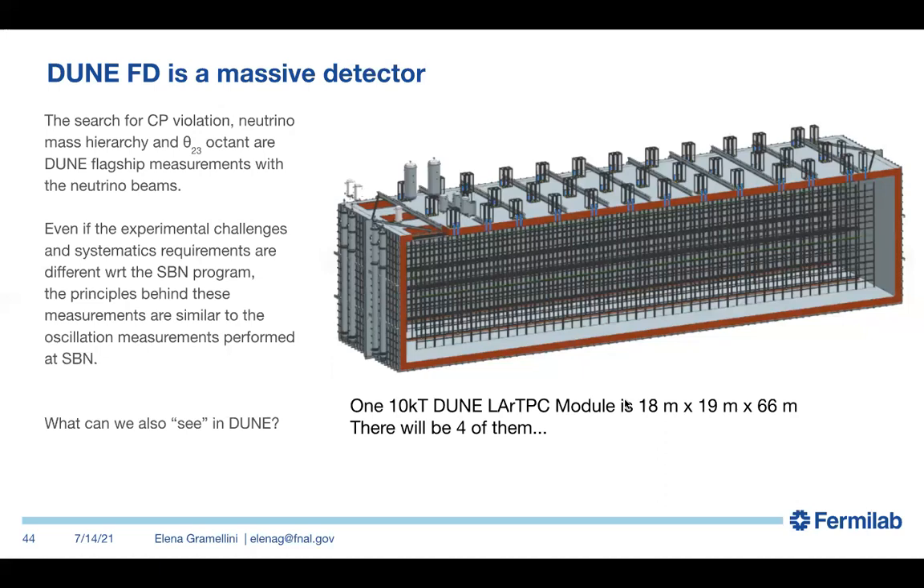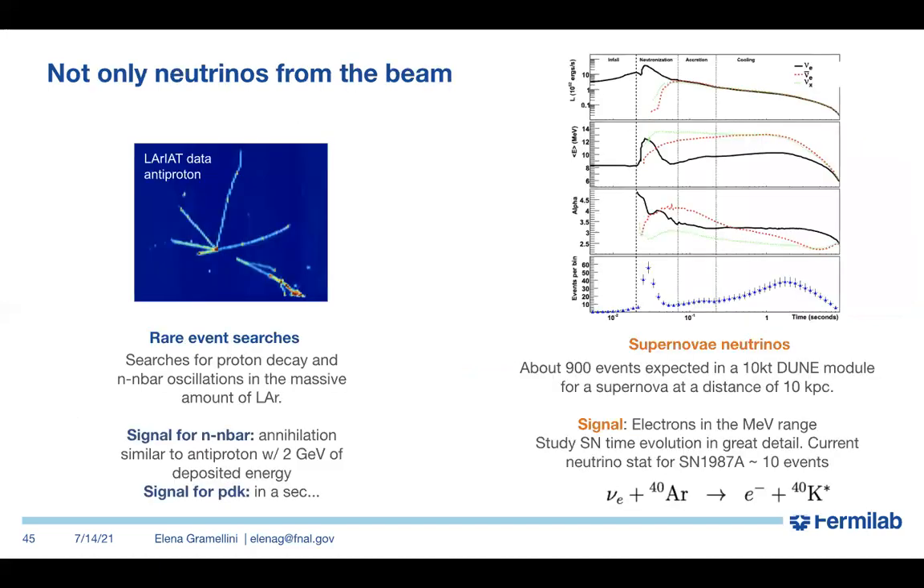And there's going to be 4 of them, even though the technologies are not exactly the same for all of them. But there's 40 kilotons of argon that are going to sit in a mine for a very, very, very long time. So the other things that you can think about measuring are rare events and supernova neutrinos.